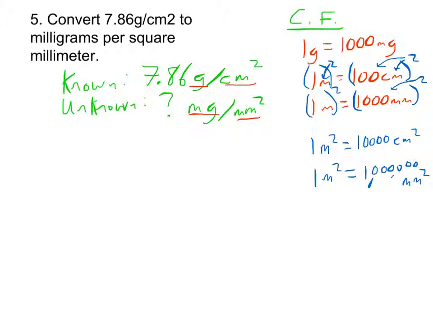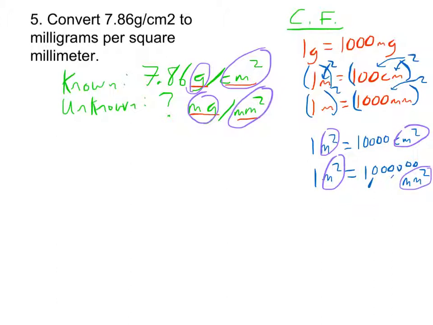So now if we look at the problem, we can go from grams to milligrams, and we can also go from centimeters squared to meters squared, and meters squared to millimeters squared, which is what we're trying to get to. Okay, so how do we start this problem? We always start the dimensional analysis part of the problem with the known. So I'm going to write down the known first. I write down 7.86 grams per every 1 centimeter squared, because that's what this number means.